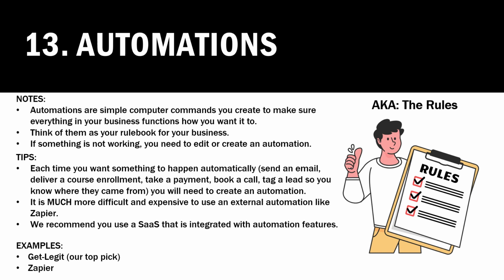Each time you want something to happen, like send an email, deliver a course enrollment, take a payment, book a call, or tag a lead so you know where they came from and how they've associated with your business, you'll need to create an automation. It is much more difficult and frankly a lot more expensive to use an external automation site like Zapier. We recommend when it comes to automations, you use a software as a service that is integrated with automation features connected to everything else to make it seamless and save you a lot of money. Some examples again are Get Legit, which is all included, or Zapier, which is an external automations website.